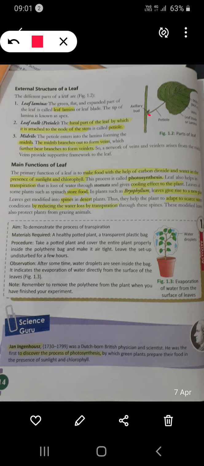That process of making food is known as photosynthesis. What do you mean by photosynthesis? Photo means light. Light means sunlight. Synthesis means preparation, making. So in the presence of sunlight they make. That's why this process is known as photosynthesis. That means with the help of light, they synthesize their food.